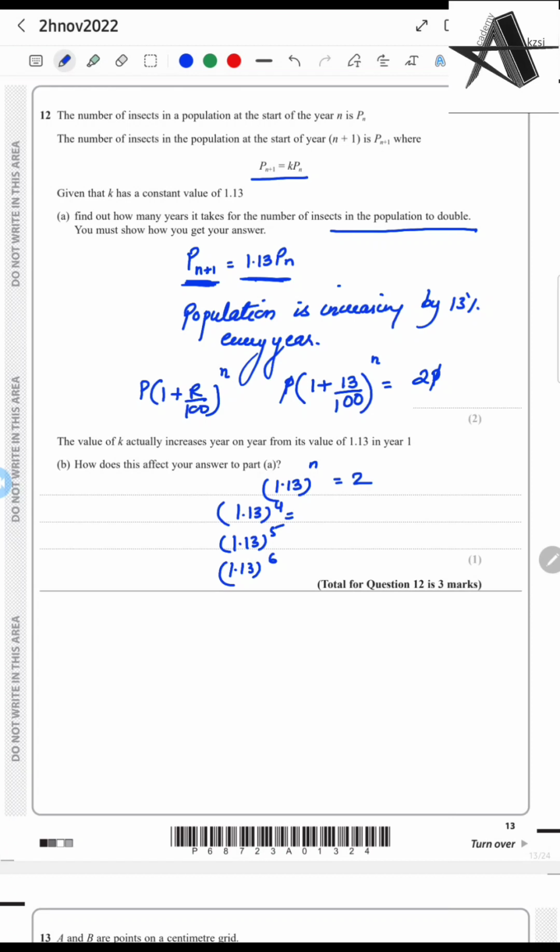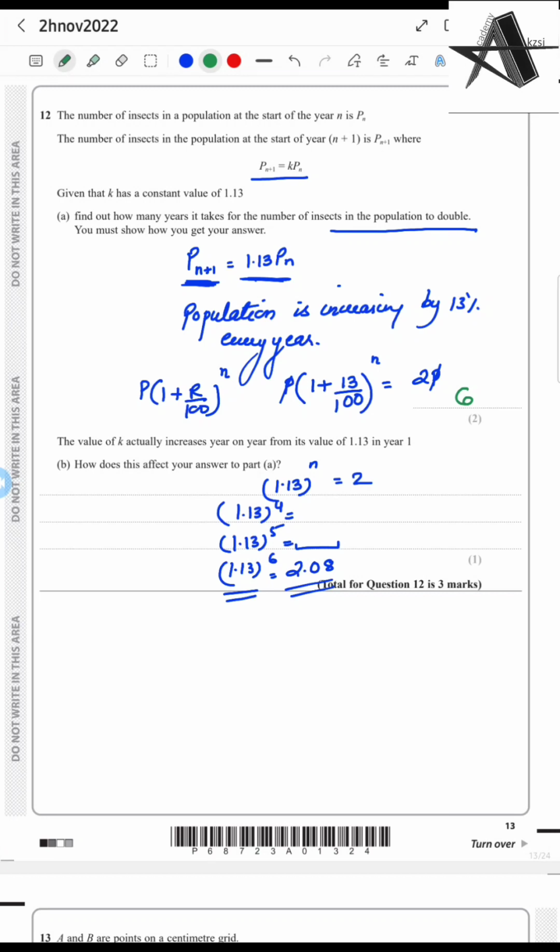Why have I started with 4? Because I have enough idea that if I multiply 1.13 four times, it would come out to be lesser than 2. So on solving 1.13 to the power of 6, I get 2.08, and below it we were getting values lesser than 2. So obviously it's going to be 6. We can write the answer as 6 years. It's going to double. We're not going to take 5 because it will be lesser than 2 at that time. Once it crosses 2, that year we have to count, which is 6.